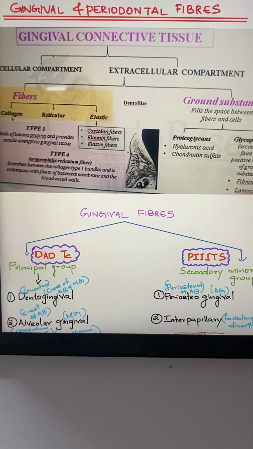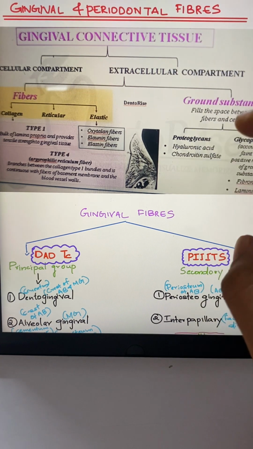There are two areas around the teeth, the gingival epithelium and also the connective tissue. I have made a video about the gingival epithelium, you can watch that too. The gingival epithelium has many layers. Below that you can see the connective tissue. So today let's talk about connective tissue.